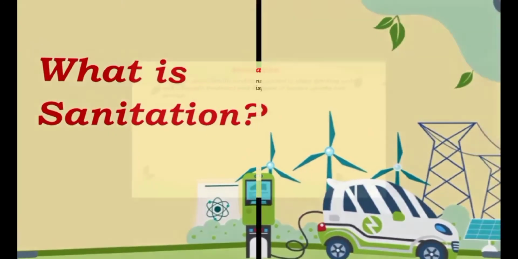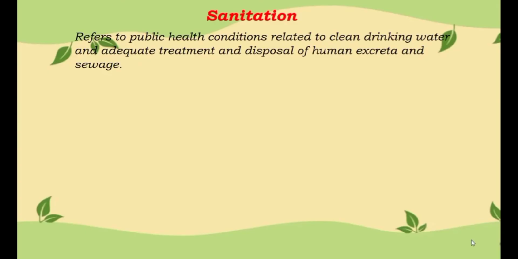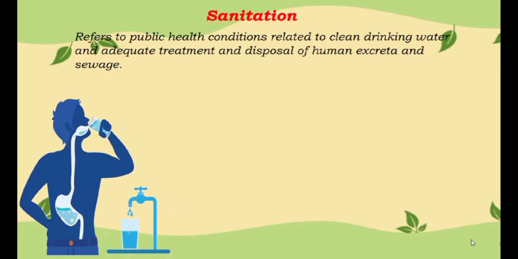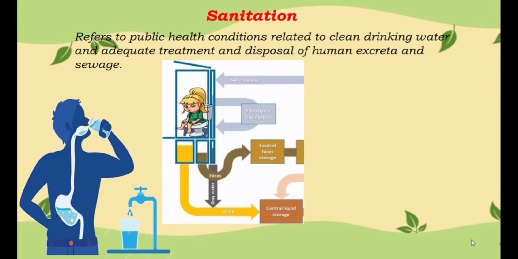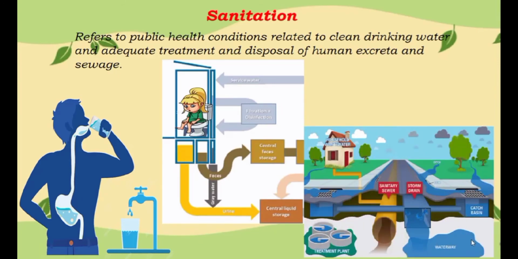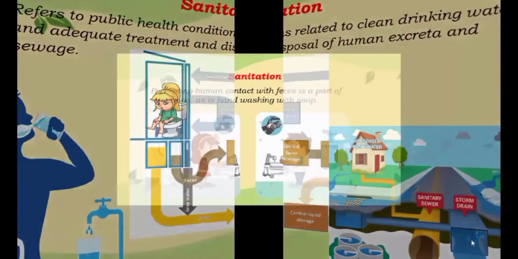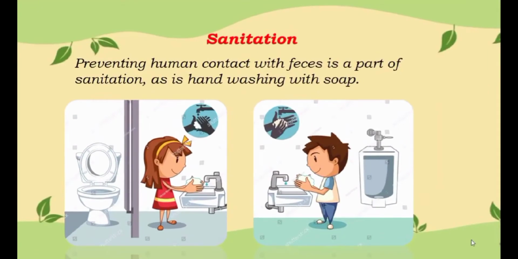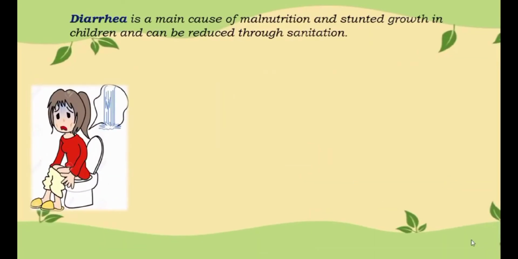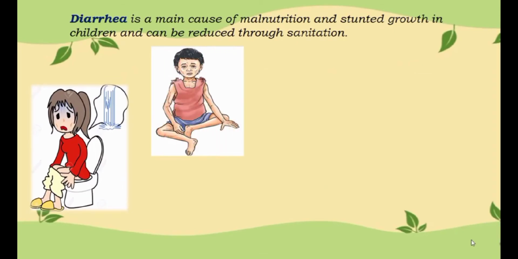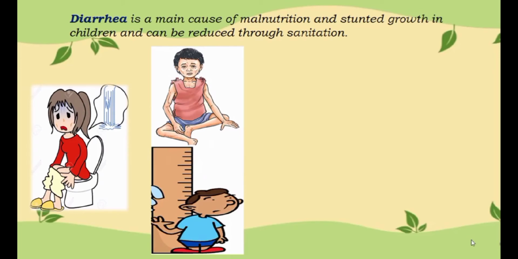What is sanitation? Sanitation refers to the public health conditions related to clean drinking water and adequate treatment and disposal of human excreta and sewage. Preventing human contact with pests is a part of sanitation, as is hand washing with soap. Diarrhea is the main cause of malnutrition and stunted growth in children that can be reduced through sanitation.